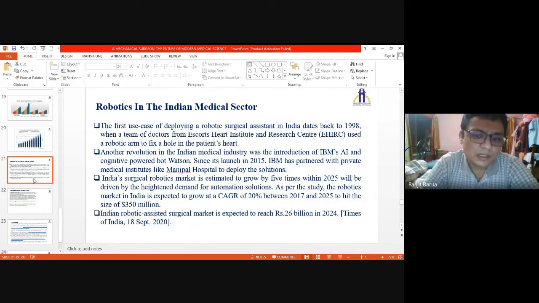Now, the compound annual growth rate of this kind of robotic application in India is 20% in 2017, and it will increase in the upcoming five years, because from 2021 to 2025 we can assume that it can hit $350 million. The Indian robotic assisted surgical market is expected to reach rupees 26 billion in 2024. The data was collected from the Times of India in September 2020.